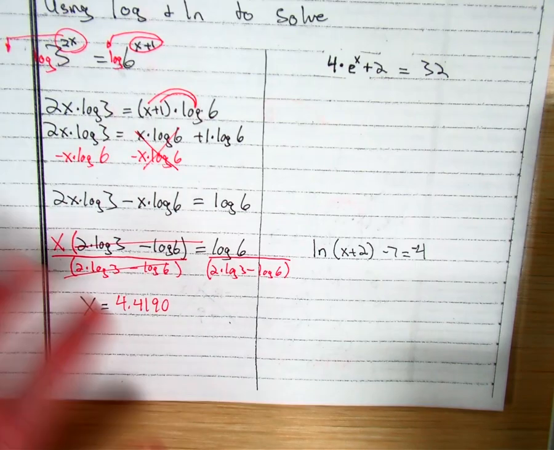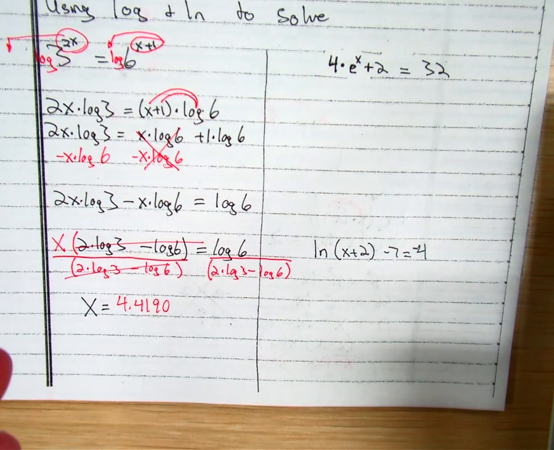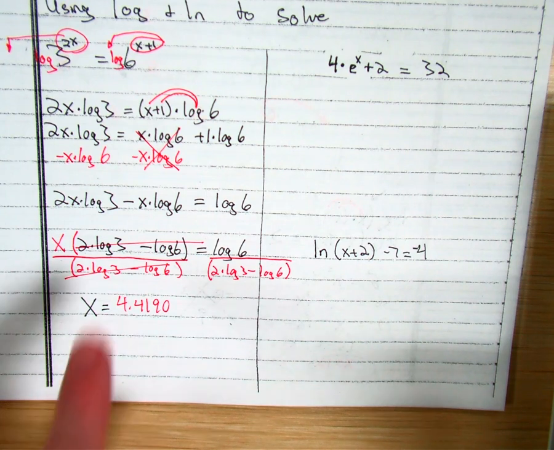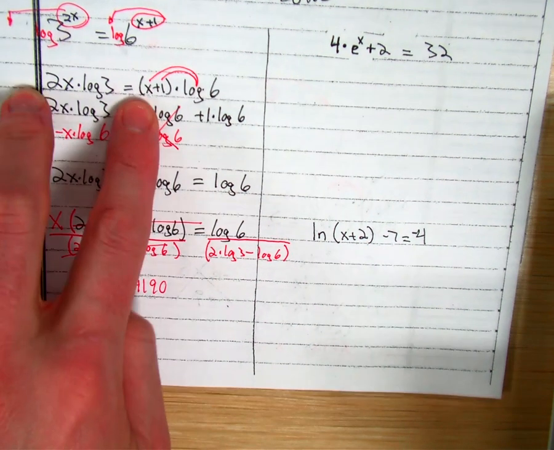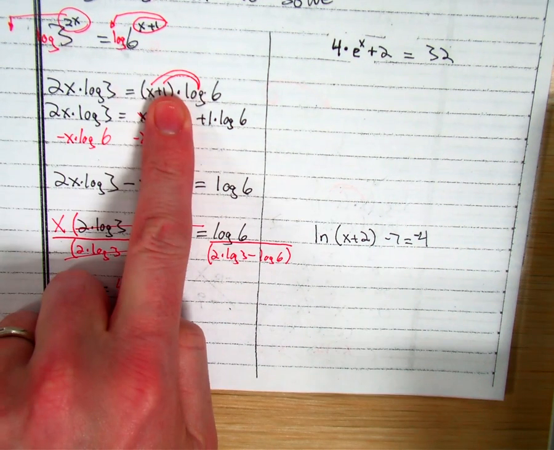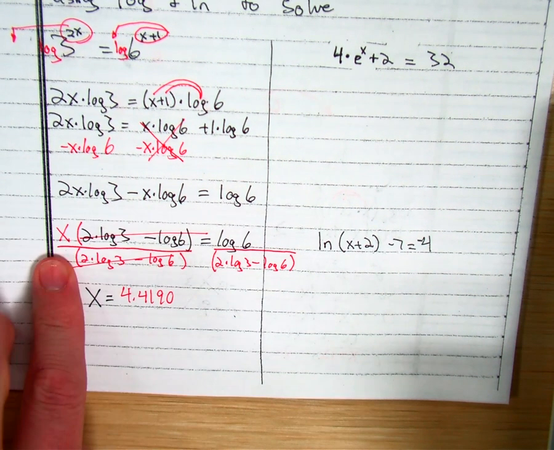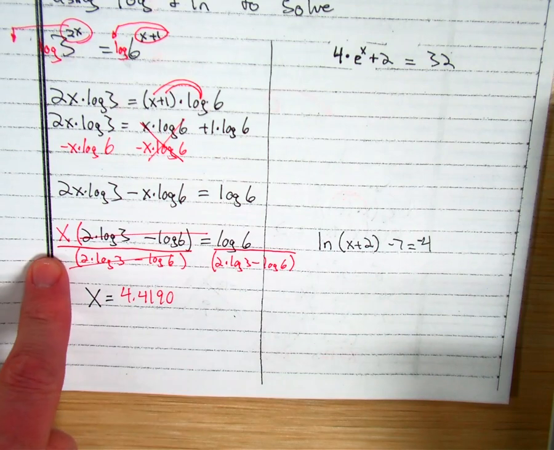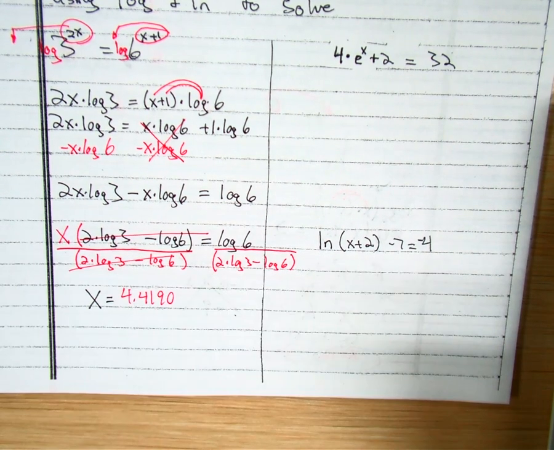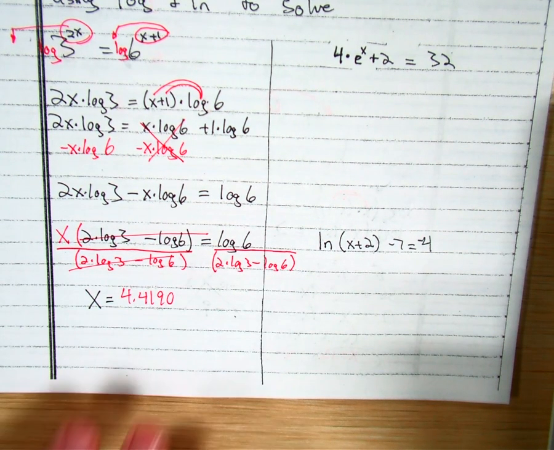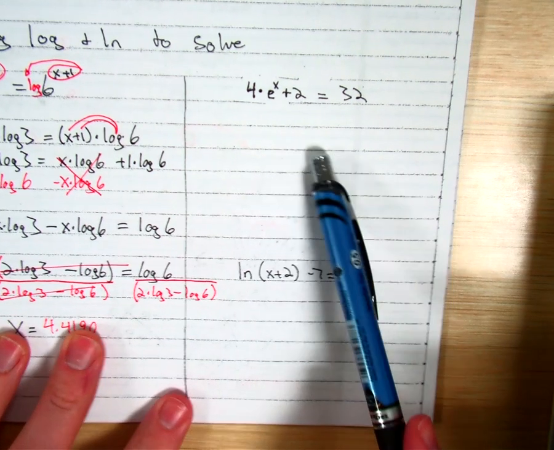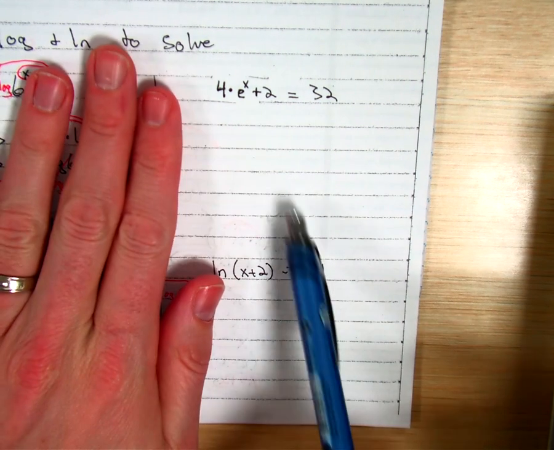There we go. See, that was a long problem, a lot of little steps. You had to write log about 10 times. Okay, but it wasn't anything too crazy. We used a log property to bring those down in front. We used distributive property. We got like terms on the same side. We factored out the common term, and we divided by a parentheses group. Okay? A little bit easier now with e and natural log.